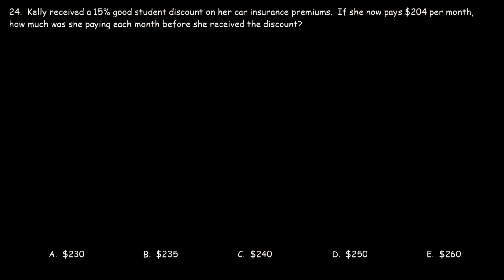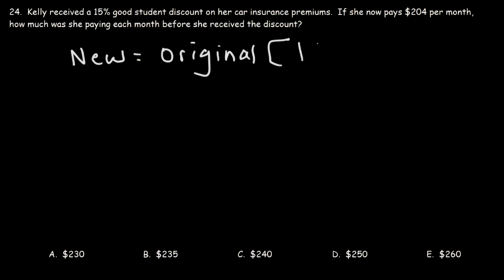So what do you think we need to do in this problem? For this problem, it's very helpful to use this formula. The new value is equal to the original value times 1 plus or minus R. So in this case, we have the new value. That is the value of her insurance premiums after the discount has been applied. So the new value is $204. Our goal is to calculate her original insurance premiums, the amount that she was paying before she received the discount.